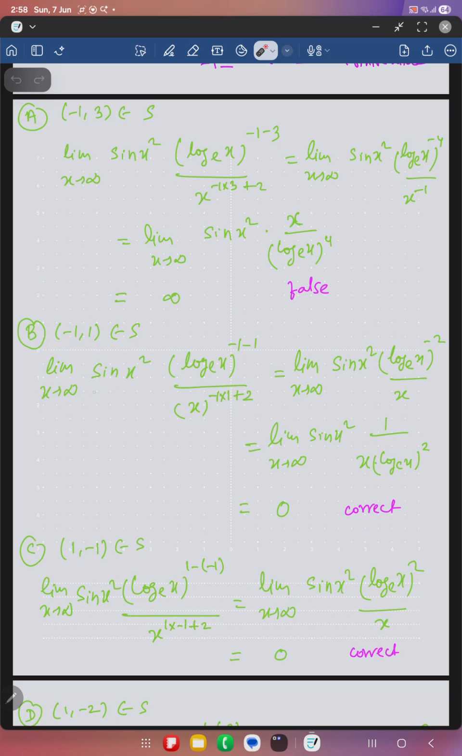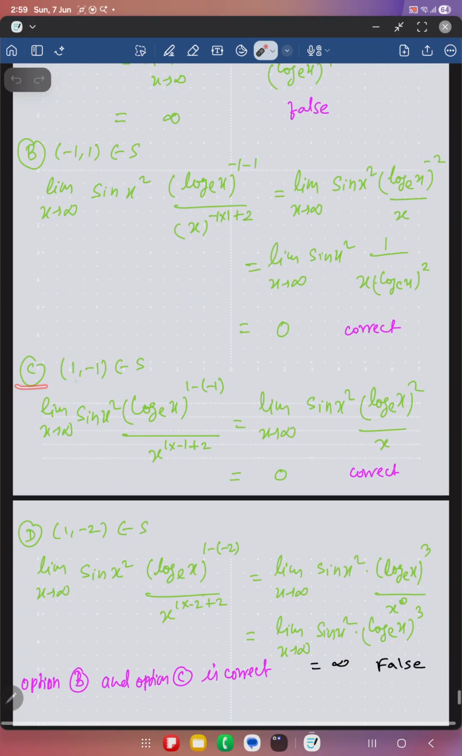So limit x tends to infinity, it's sin x square log e^x minus 1 minus 1, x to the power minus 1 into 1 plus 2. So this time sin x square log e^x power minus 2 upon x. Again, when you bring it here, you are able to see that it's becoming 1 upon x type of terms where x tends to infinity. So the whole expression will take the value of 0, because again log e^x is less than x, so x will be the leading term. So the leading term is 1 upon infinity. 1 upon infinity is nothing but 0, so this is the correct option.